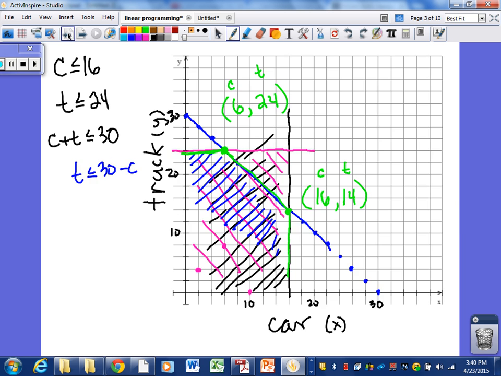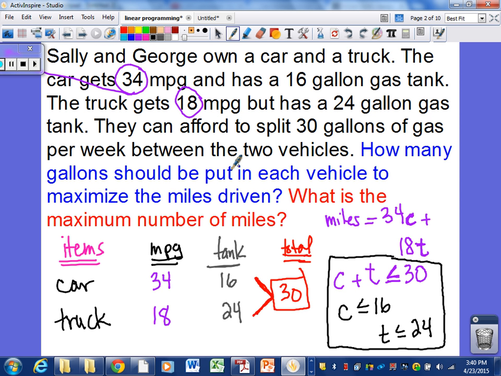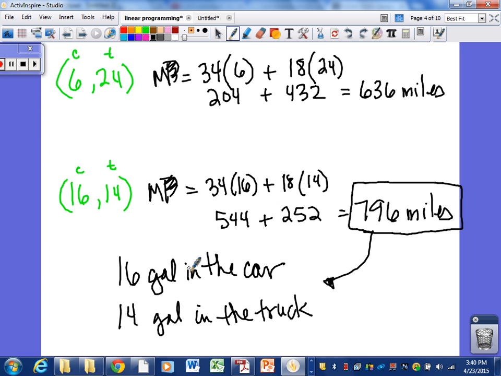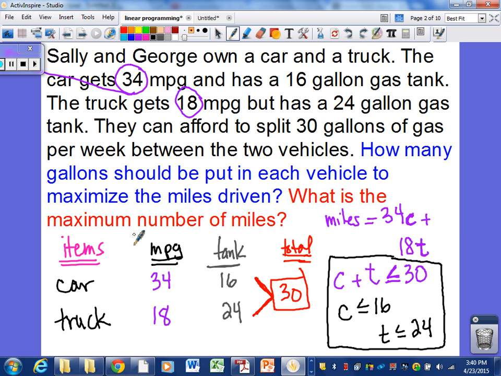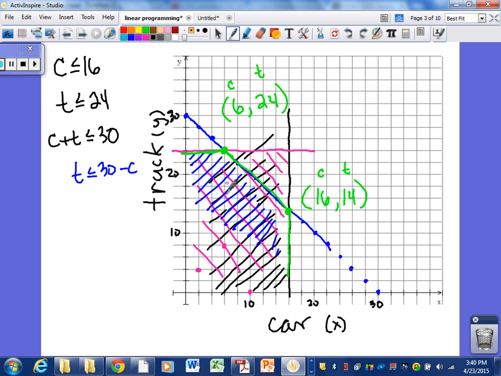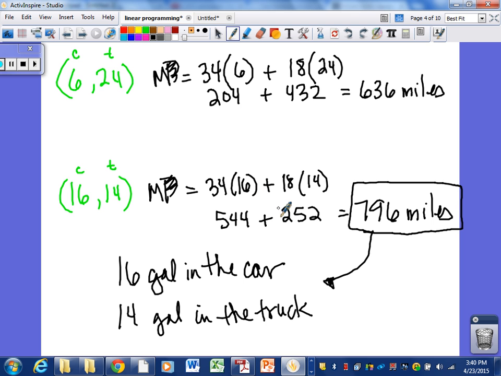Because remember what my questions were: how many gallons should be put in each vehicle, and what is the maximum number of miles. So you should put 16 gallons in your car and 14 gallons in your truck to be able to drive 796 miles. Like I said, these take a while and have lots of thoughts. You really have to organize your information, graph it, and then interpret your graph to see which is your best option. Linear programming, tons of fun.